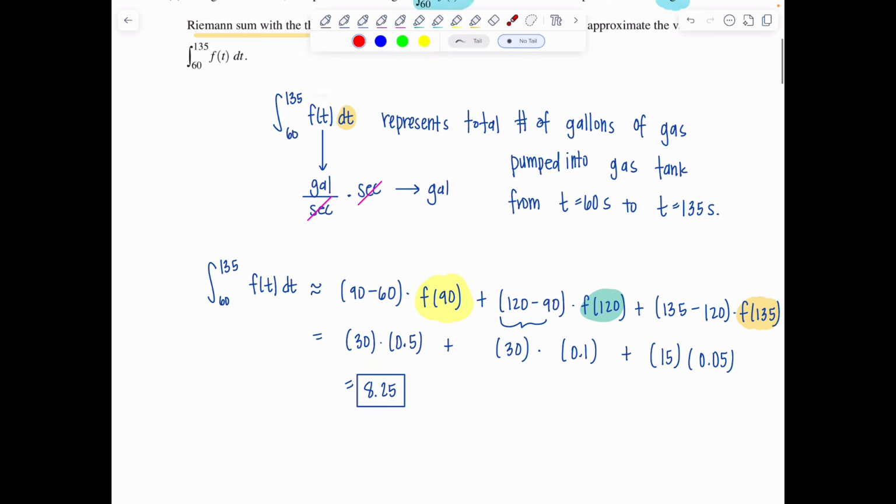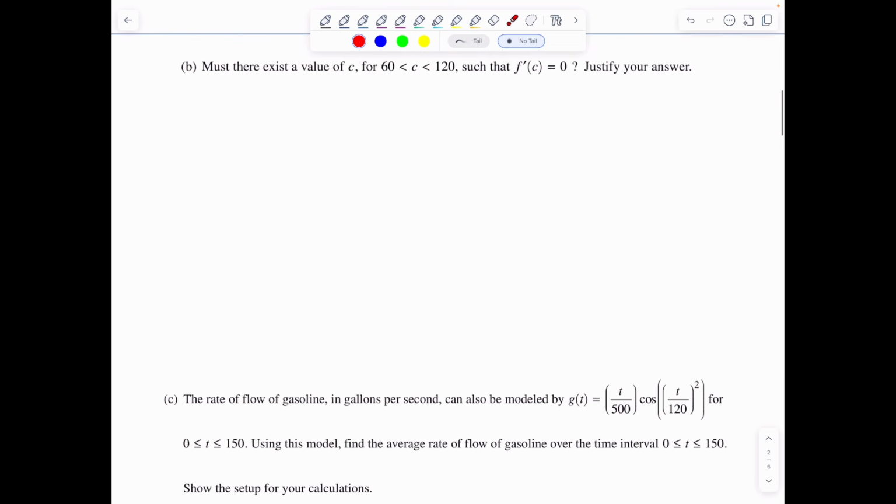Let's do it. Must there exist a value of C for C between 60 and 120 such that f prime of C equals 0? Justify your answer. So this is asking us to use the mean value theorem. Now, in particular, because we have that f prime of C is 0, really it's a specific case where we're using Rolle's theorem. If you need a refresher on that, I have a video lecture dedicated to this topic. I'll link it in the description.